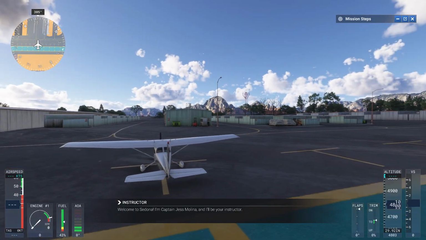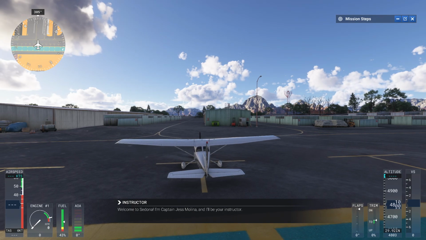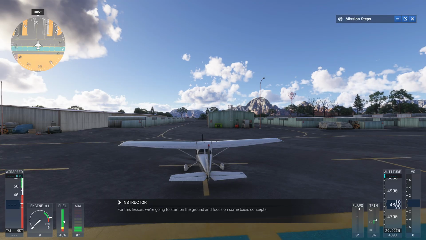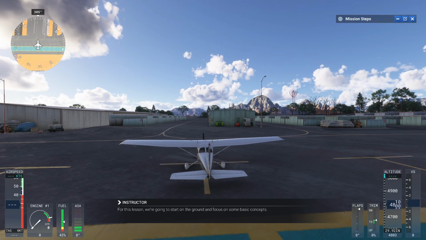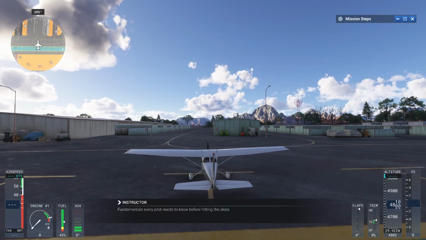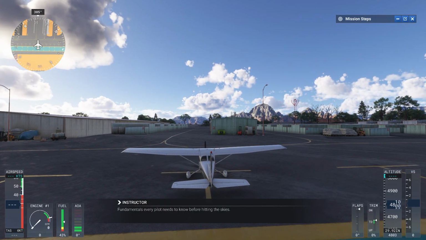Welcome to Sedona. I'm Captain Jess Molina, and I'll be your instructor. For this lesson, we're going to start on the ground and focus on some basic concepts. Fundamentals every pilot needs to know before hitting the skies.